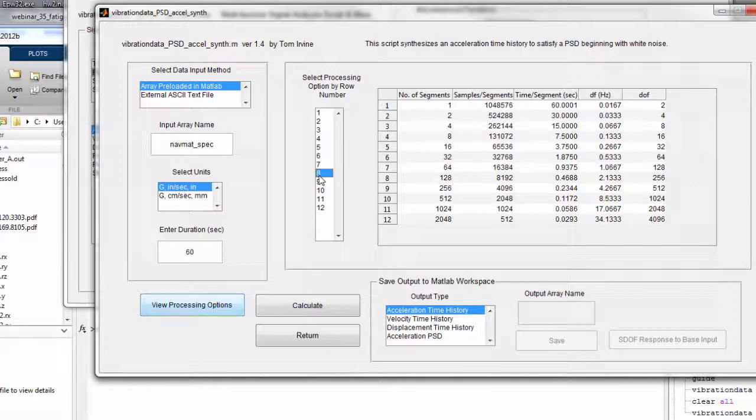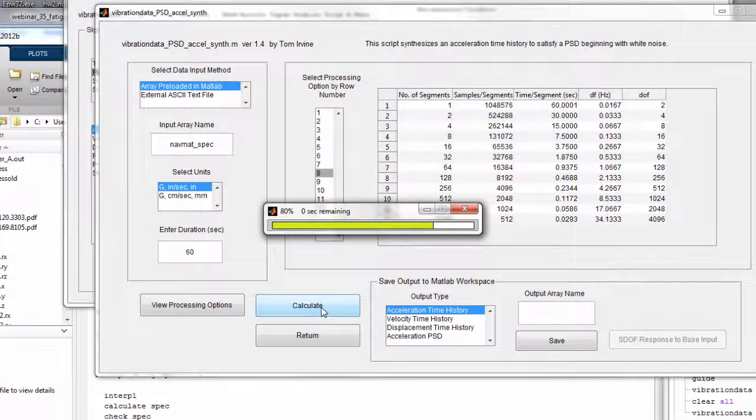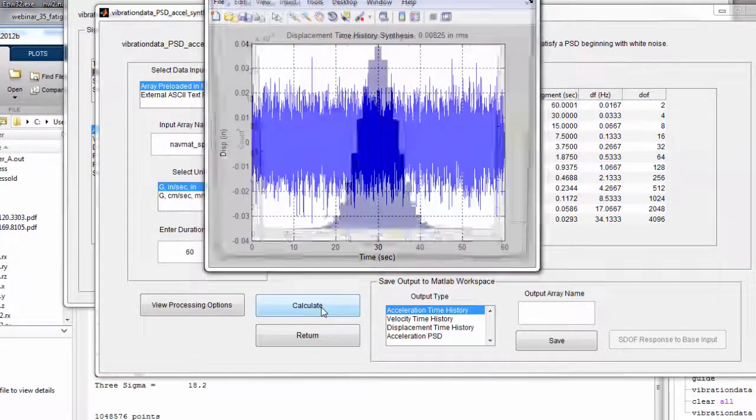And today we're going to take row 8. And row 8 will give us a delta F of 2.1 hertz with 256 statistical degrees of freedom. So that looks like a good way to go. So let's go ahead and calculate the time history. In other words, we're going to synthesize the time history. I should probably rename that button to synthesize, but you get the idea.